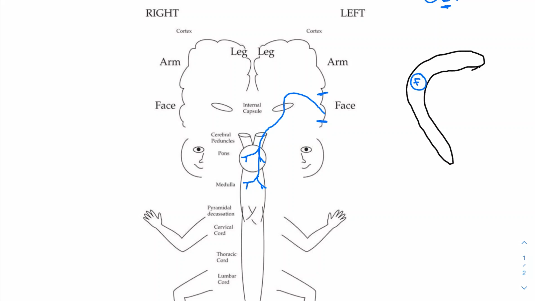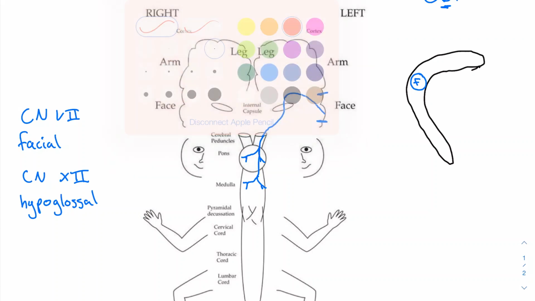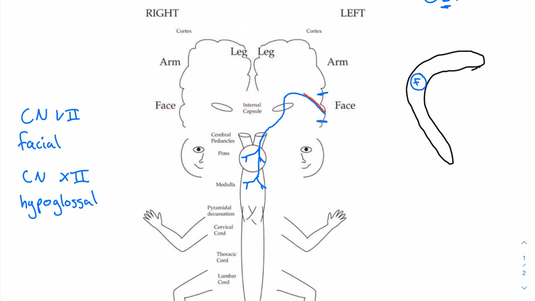However, there are two exceptions, being cranial nerve 7, or our facial nerve, and cranial nerve 12, being our hypoglossal nerve. These pathways will follow the exact same pathway through our genu in our internal capsule, and they will only innervate contralaterally, meaning the opposite side.